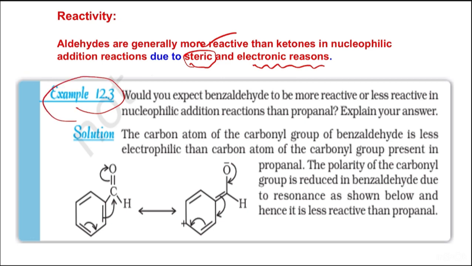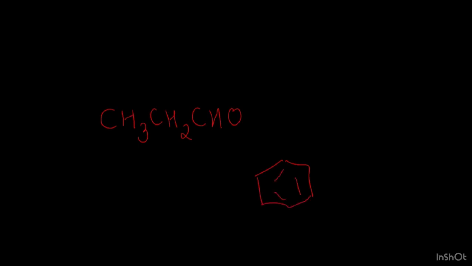Then this question is also generally asked: if you compare benzaldehyde with propanal, which is more or less reactive in nucleophilic addition reactions and why? So, in case of propanal and benzaldehyde, propanal is CH3, CH2, CHO, and benzaldehyde I am comparing it with benzene with a CHO.